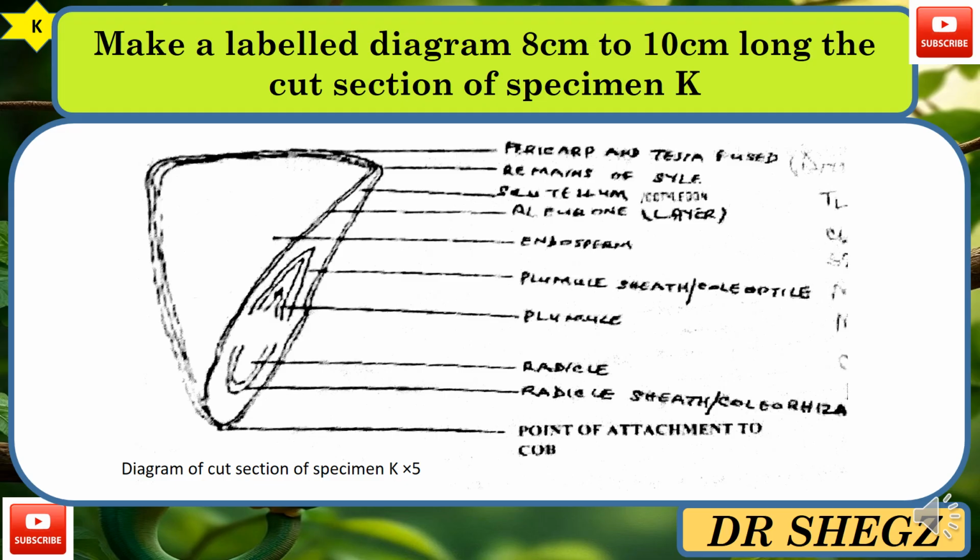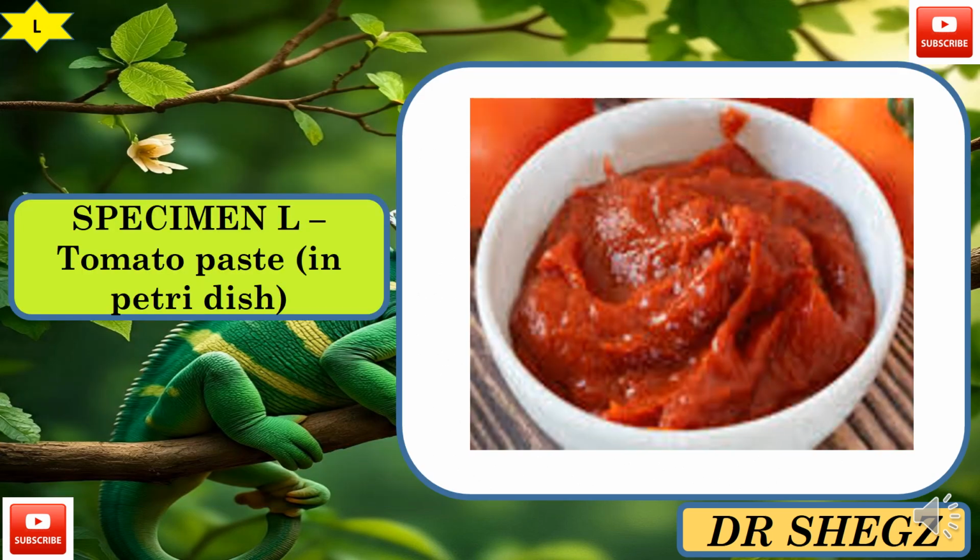Of course, this was one of the past questions some years back, and of course you see the magnification times 5, which means it's far larger than the actual drawing of the specimen. This is specimen L, tomato paste in a petri dish.